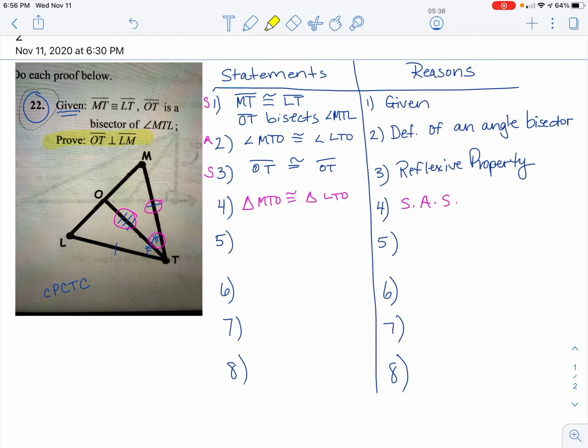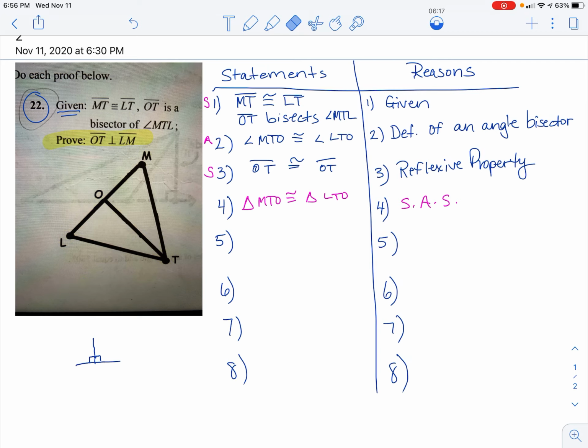We're trying to prove that OT is perpendicular to LM. So let me mark that. What we want to figure out is how can I prove that TO is perpendicular to LM? Well, we have to understand what it means when something is perpendicular. If you have a perpendicular line, then it's coming down. In fact, this is the symbol for perpendicular, because it comes down and makes right angles. Okay, so it looks like it's making right angles right up here, doesn't it? But we don't know that for sure. It's not marked that way, so we can't say it's true unless it's actually marked.